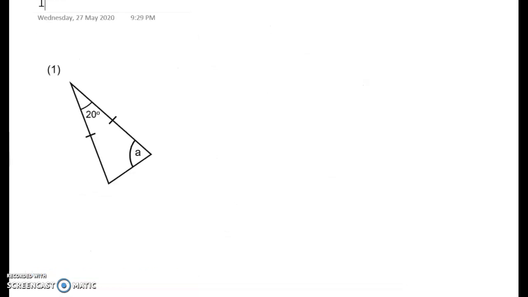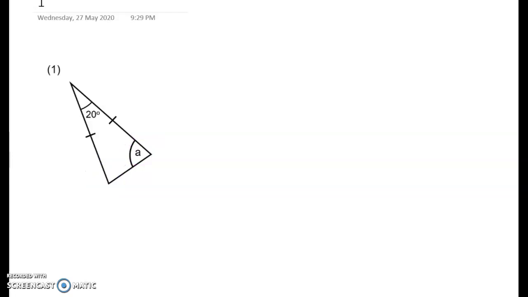So this is an isosceles triangle and we have to find angle A. What do we know about isosceles triangles? Well, there are 2 things that are going to help us. We know that angles in a triangle have to add up to 180. And we know that the base angles in an isosceles triangle are the same.